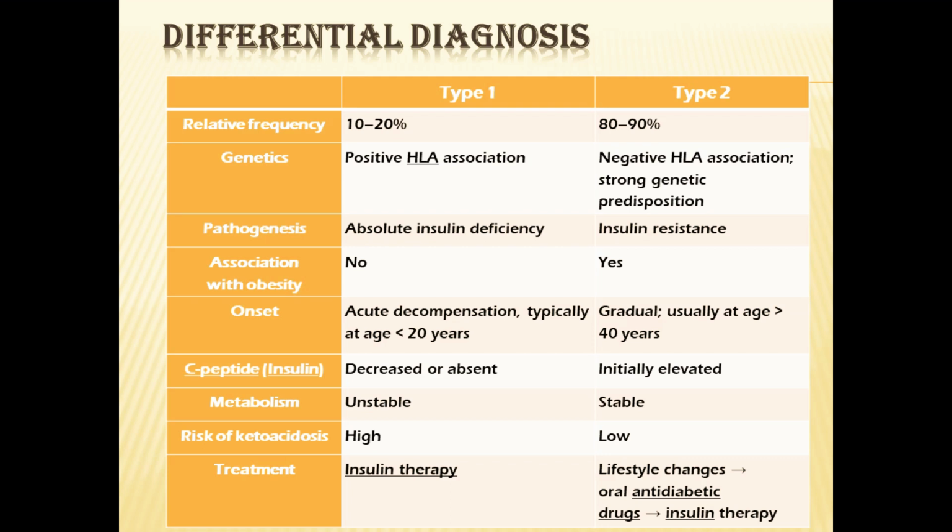Risk of ketoacidosis is high in type 1, whereas low in type 2. The treatment for type 1 diabetes mellitus is insulin therapy, whereas in case of type 2 diabetes mellitus, it is lifestyle changes, oral anti-diabetic drugs, and insulin therapy.